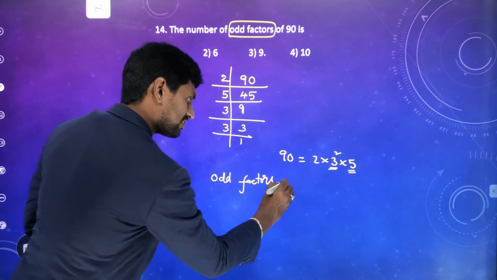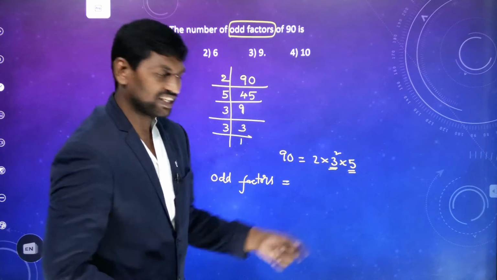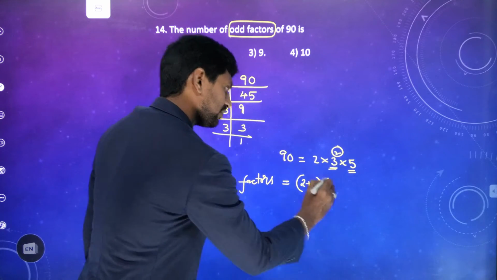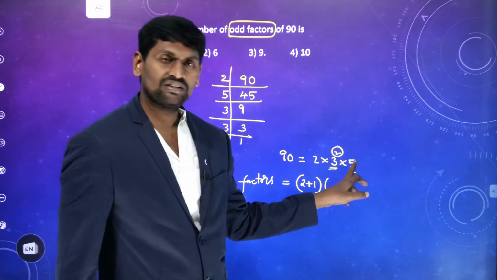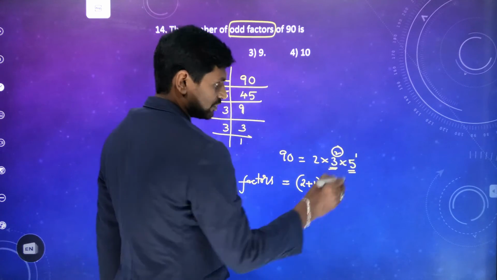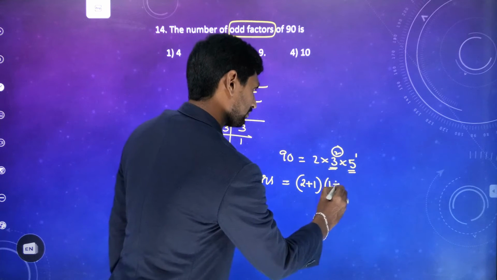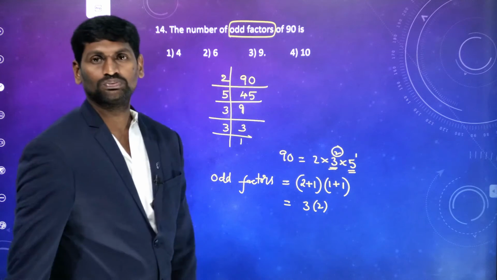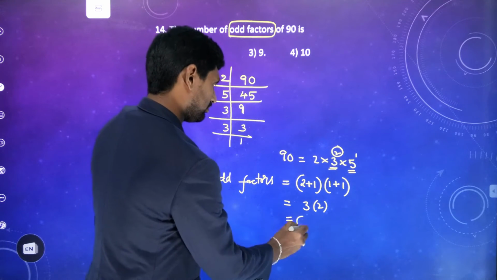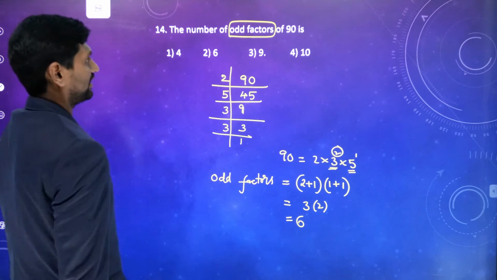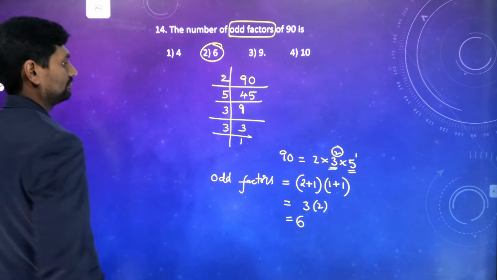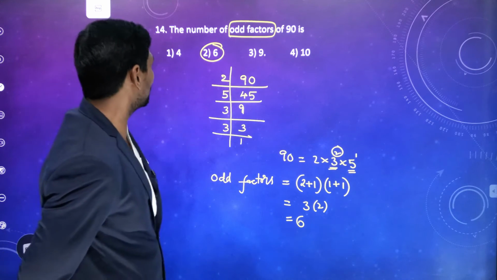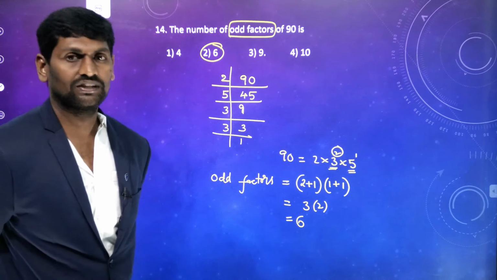Therefore, same process: odd factors equal, what is the exponent of 3? It is 2, so 2 plus 1, into the second odd prime, 5. The power of 5 is nothing here, that means 1, so 1 plus 1. So 2 plus 1 is 3, 1 plus 1 is 2, and 3 twos are 6. So there are 6 odd factors. Very easy problem. Such types of problems you already got in your previous exercises, right?